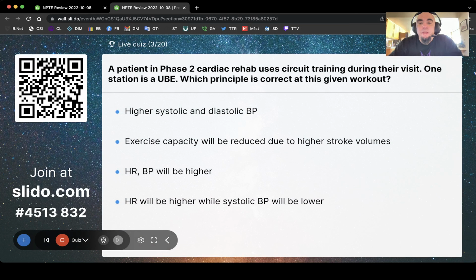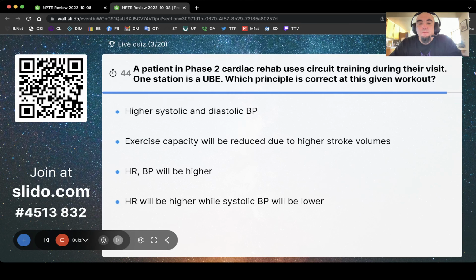A patient in phase 2 cardiac rehab used circuit training at their visit. One station is an upper extremity body ergometer. What principle is correct at this given workout? We could have higher systolic and diastolic BP. Exercise capacity will be reduced due to higher stroke volumes. Heart rate and blood pressure will be higher. Or heart rate will be higher while systolic blood pressure will be lower.